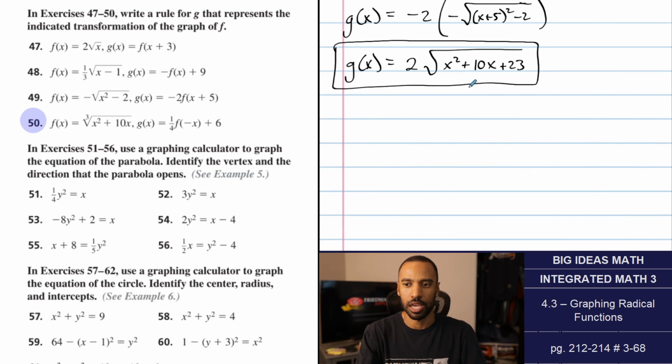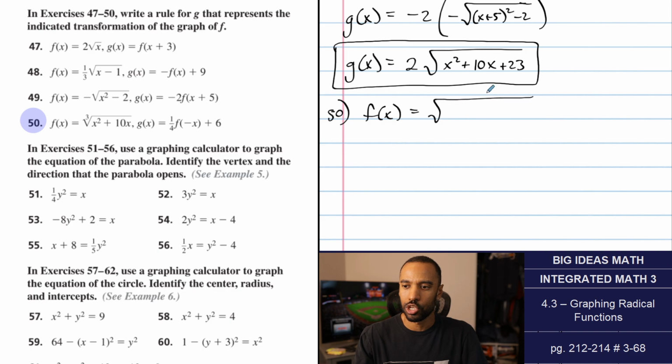And don't try and clean anything up inside there. That's just a weird looking graph, right? It's a weird duck. F of x equals the cube root of x squared plus 10x.